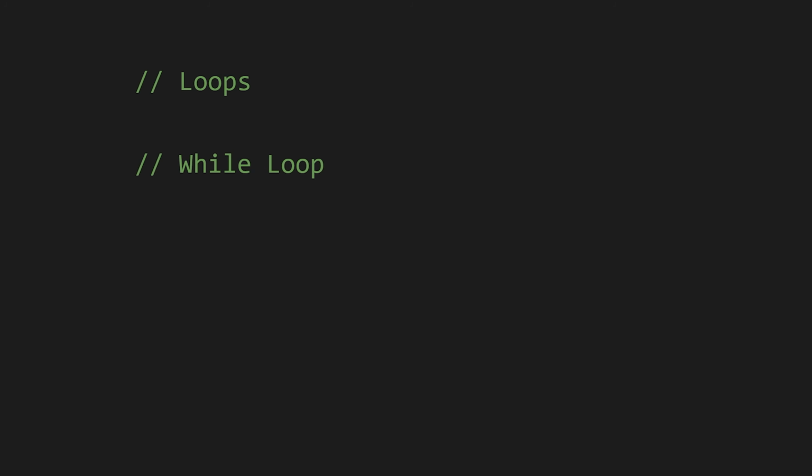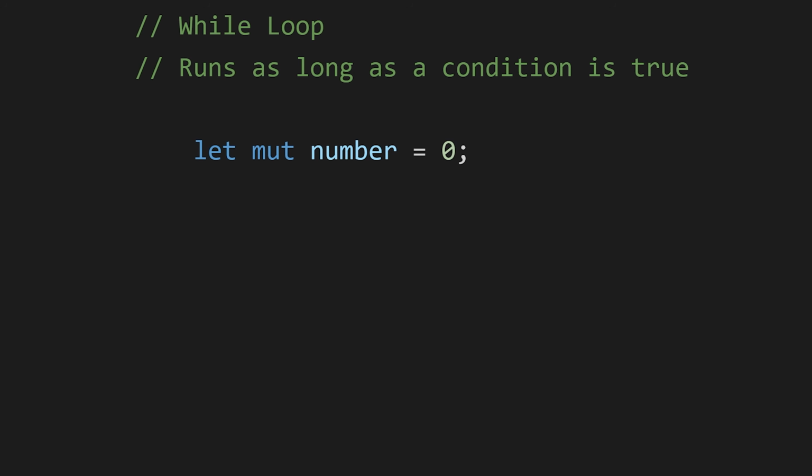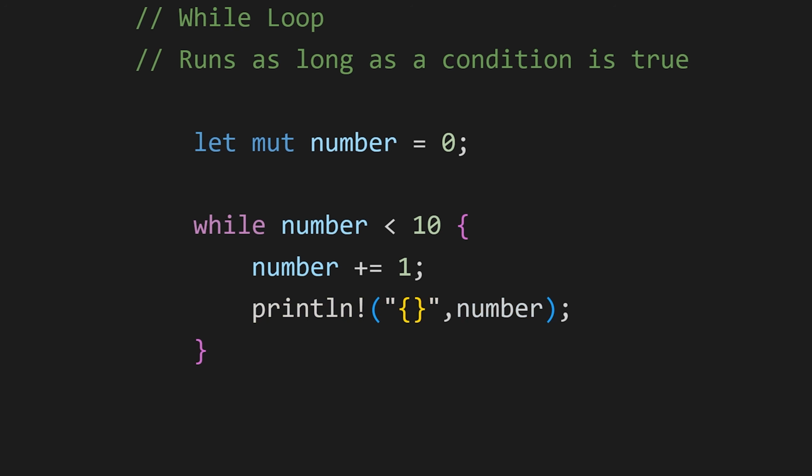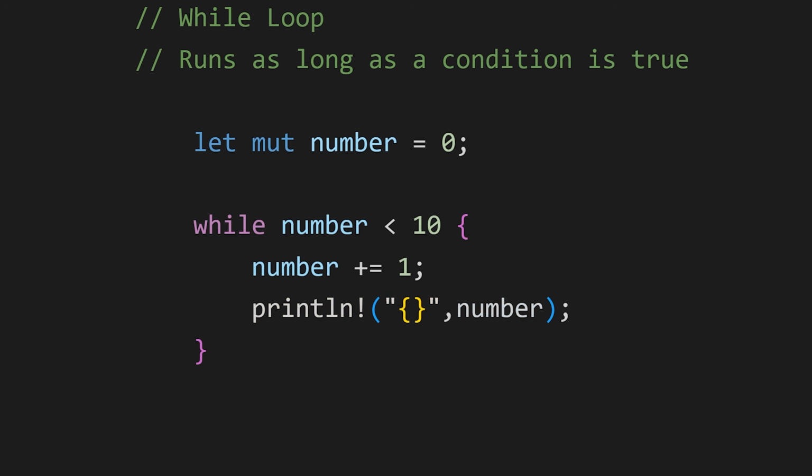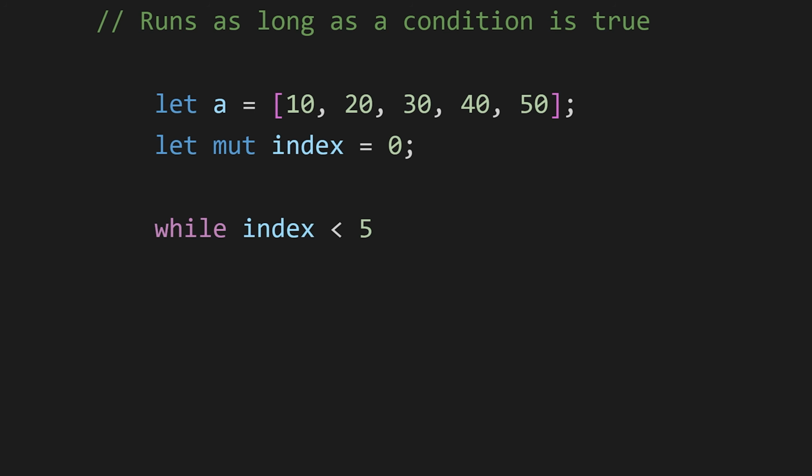The next type is the while loop, which runs as long as a condition is true. To write a while loop, we use the while keyword followed by a condition and then the code inside curly braces. This loop also prints number from 1 to 10 and then stops. That's because once the value of number reaches 10, the condition number less than 10 becomes false and Rust exits the loop. We can also use a while loop to iterate through the elements of a collection.